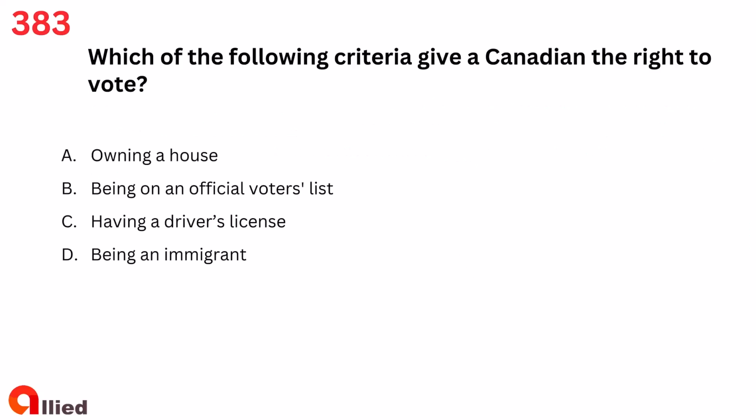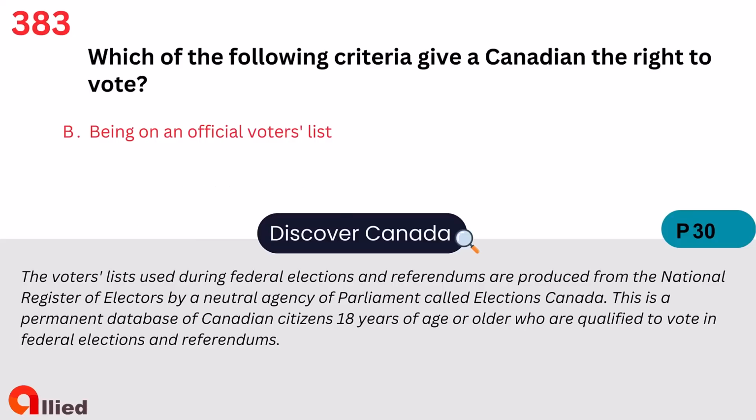Question 383. Which of the following criteria give a Canadian the right to vote? A. Owning a house. B. Being on an official voters list. C. Having a driver's license. D. Being an immigrant. The answer is B. Being on an official voters list.